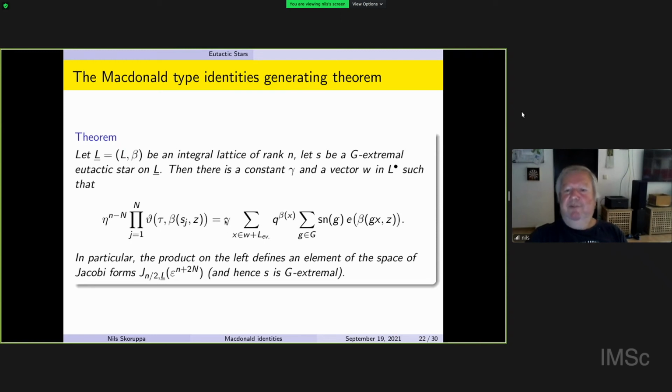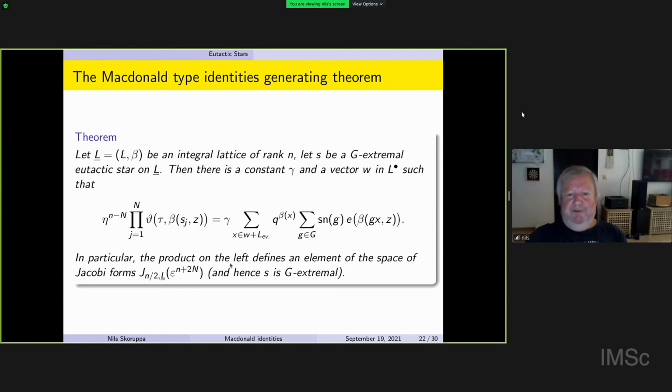This is equal, up to a constant, to this expression that we have here. The left-hand side is a Jacobi form, so the right-hand side must also be a Jacobi form, and the right-hand side is holomorphic at infinity, obviously, when you look at this. So that means we are allowed to divide out by this power of eta. So indeed, we have here a G extremal eutactic star.